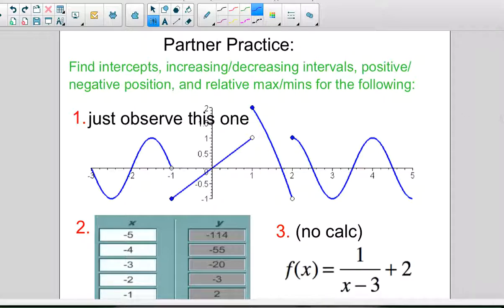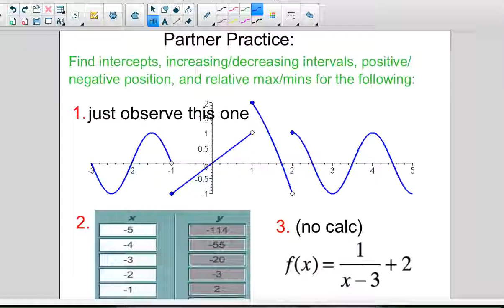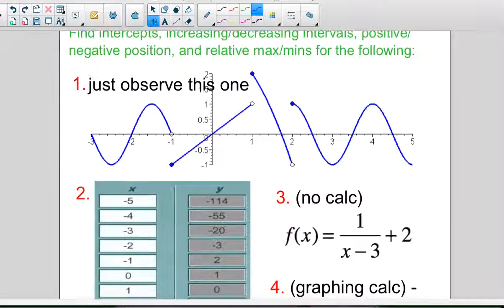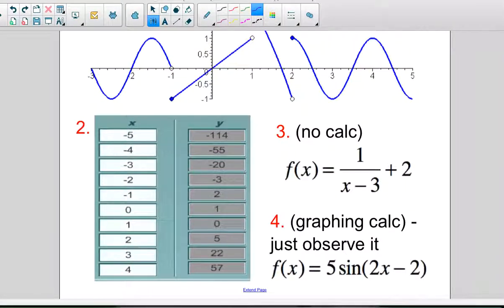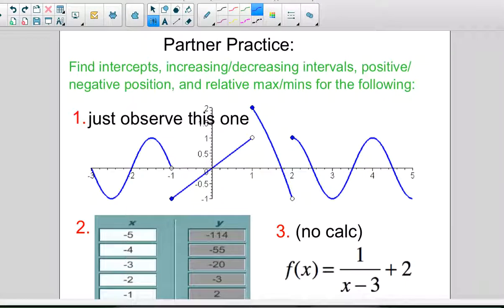So partner practice: you can do it with the people around you, or you can walk around and find someone. I don't care, but make sure you get this work done, because this is kind of the crux of the lesson. What I want you to do is find the intercepts, increasing and decreasing, all of these main characteristics that we've just done for these.